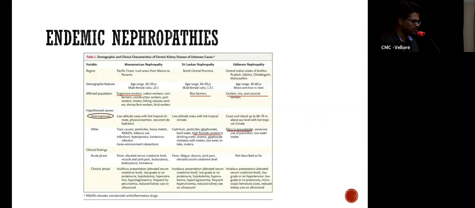The single most proposed pathophysiology will be heat exposure. Other findings: there will be high fluoride content in the drinking water proposed in Sri Lankan nephropathy, and high silica content in the groundwater proposed in Uddanam nephropathy. Clinical findings wise, there was no report of AIN in Uddanam nephropathy, but few cases of acute interstitial nephritis have been proposed in Mesoamerican nephropathy and Sri Lankan nephropathy. They responded to steroid also. In the chronic phase, all the patients will be having tubulointerstitial fibrosis as well as glomerular sclerosis on renal biopsy.